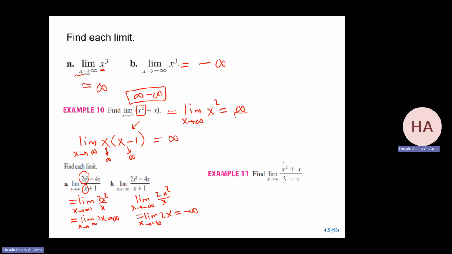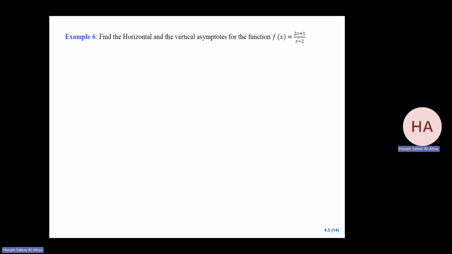Now, where is the control? The control is here, but in this one, the control is here. The control is the highest power. x squared over minus x. That will be the limit as minus x, which is minus infinity.